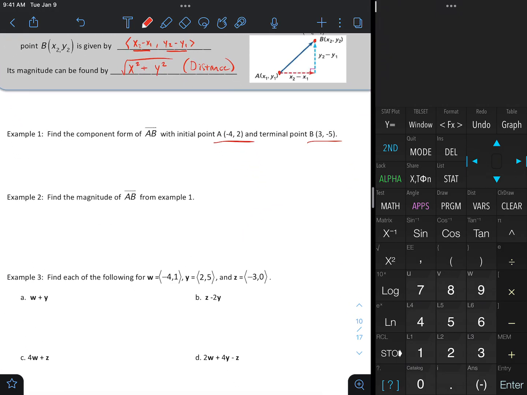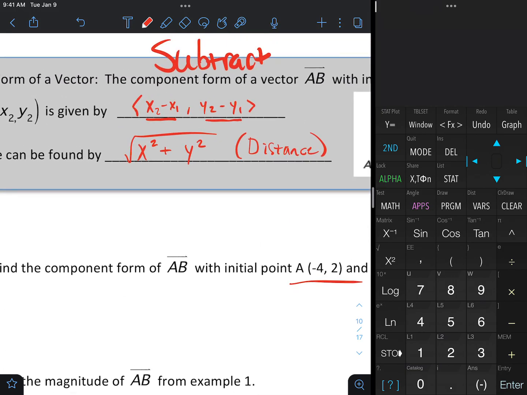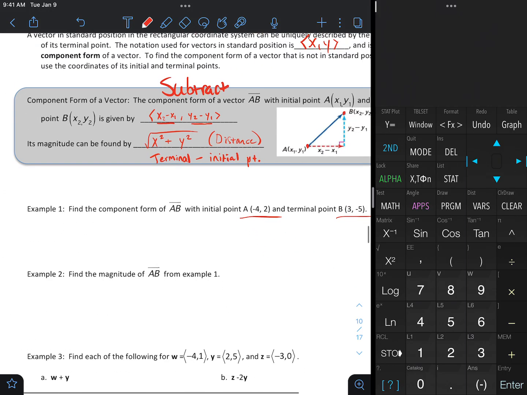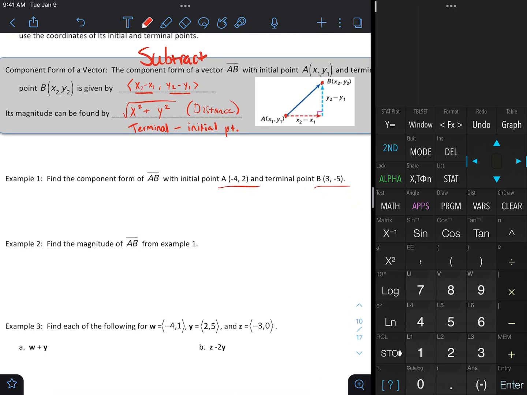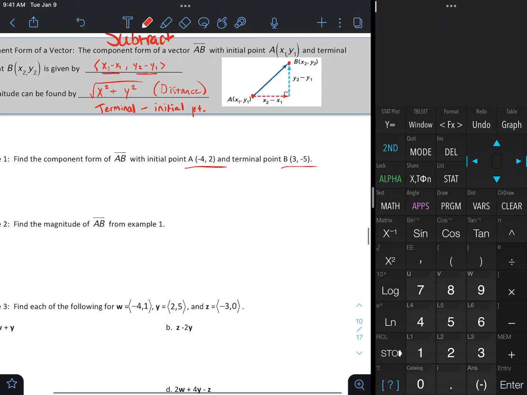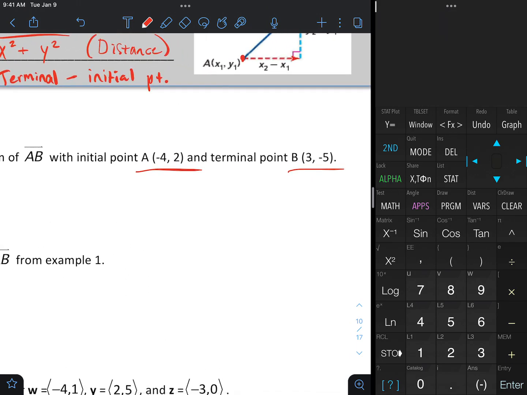So we're now going to find the component form of this vector. One thing you might want to always write down is that it's always going to be the terminal point, the finishing point, and then you're going to subtract the initial. The order of the subtraction definitely matters, because you might have the wrong direction if you subtract them out of order. With that being said, we'll take our two x's right there. So you'll do 3 minus -4. That's going to be your x component.